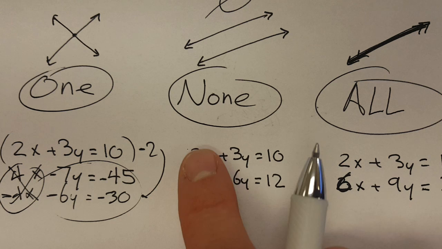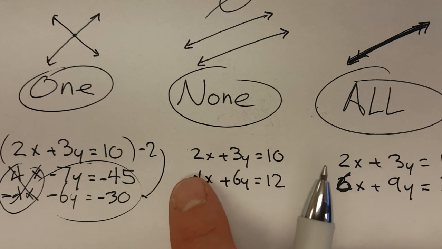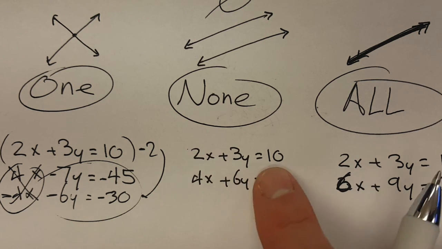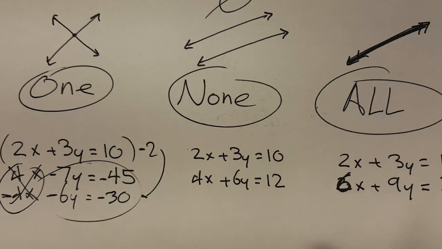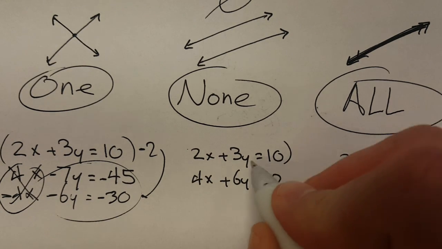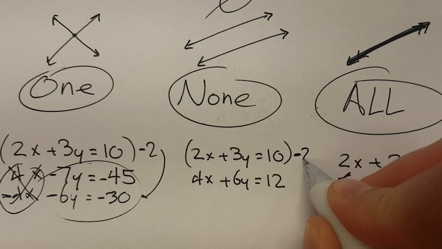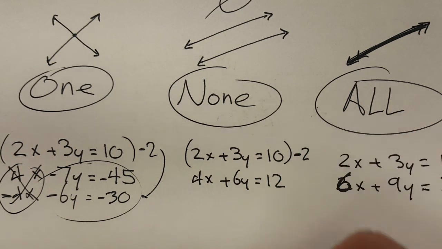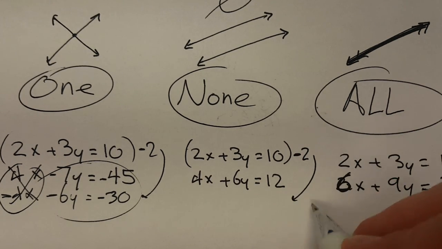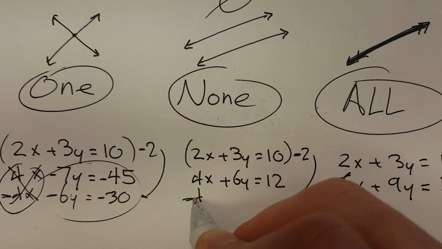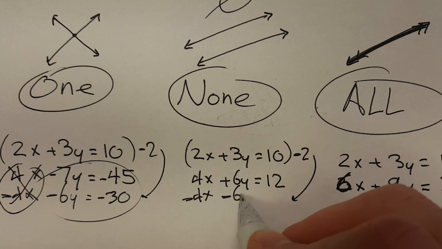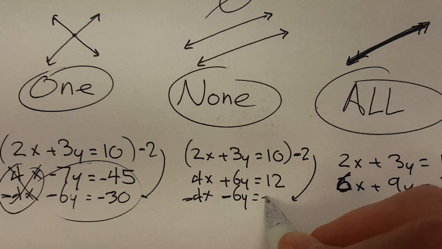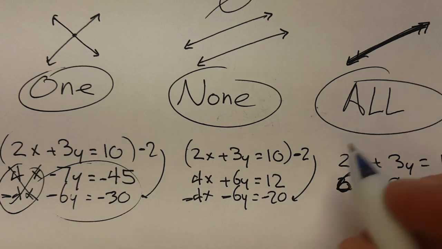Now something kind of weird happens sometimes, and you might see it right away when you're trying to make opposites. So here we have a 2x and a 3y, and then we have a 4x and a 6y. I'm going to solve by elimination, so I want to make opposites. Now here's a weird thing that happens, friends. Negative 2 is going to be the same number that makes opposite x's and opposite y's. So let's go ahead and do that and see what happens. I'm going to make a negative 4x, a negative 6y, and a negative 20. Weird. So what happens?